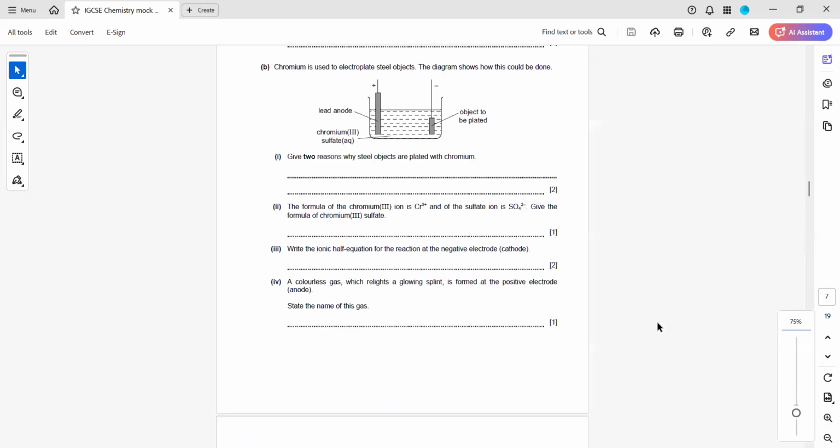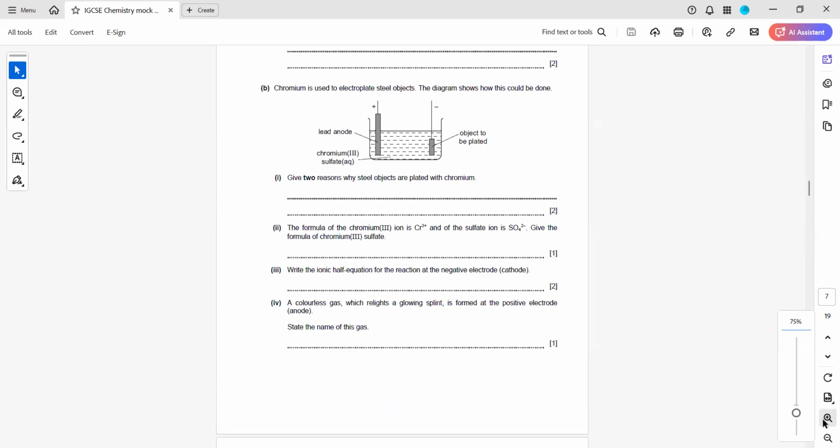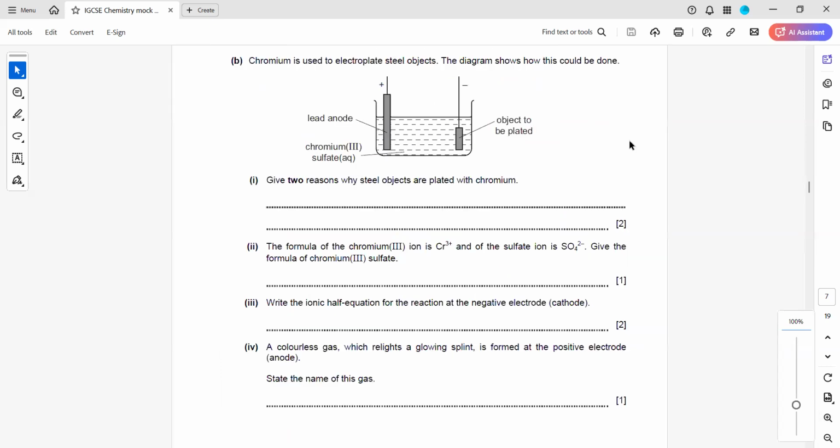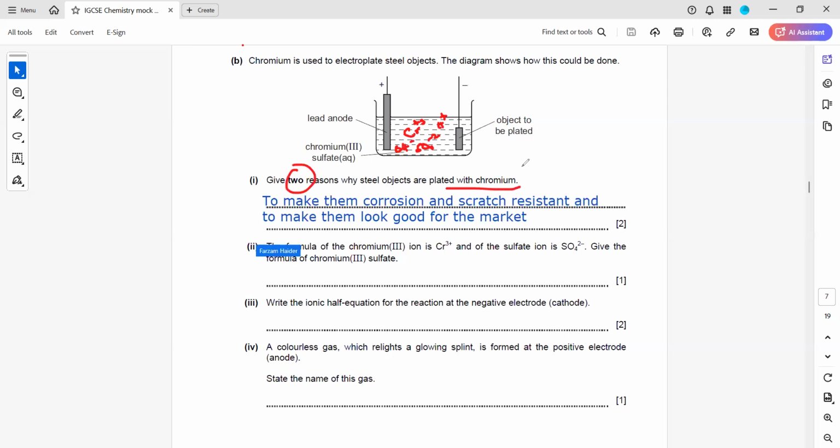The next is part B. Chromium is used to electroplate a steel object. We have chromium(III) sulfate, so chromium is plus 3, sulfate is SO4, and it is aqueous. It also contains hydrogen ions and hydroxide ions. Give two reasons why steel objects are plated with chromium.